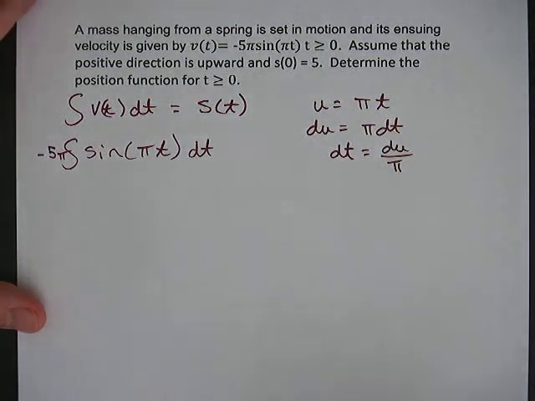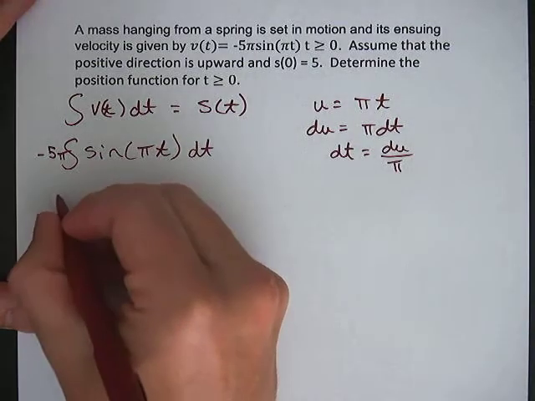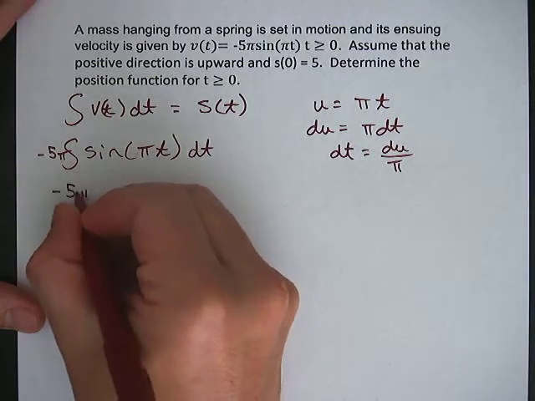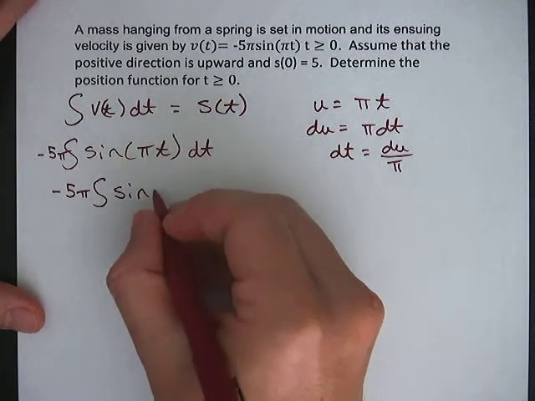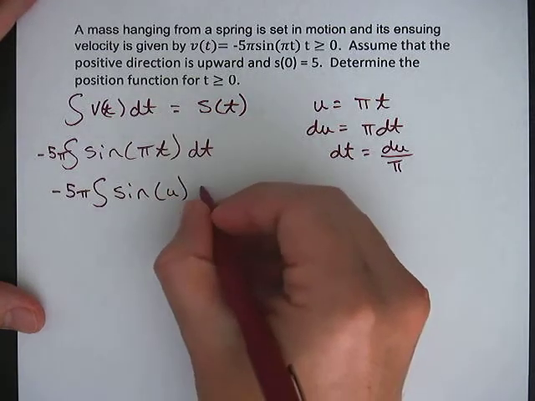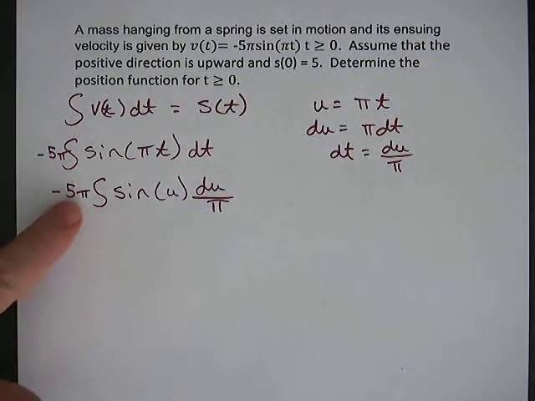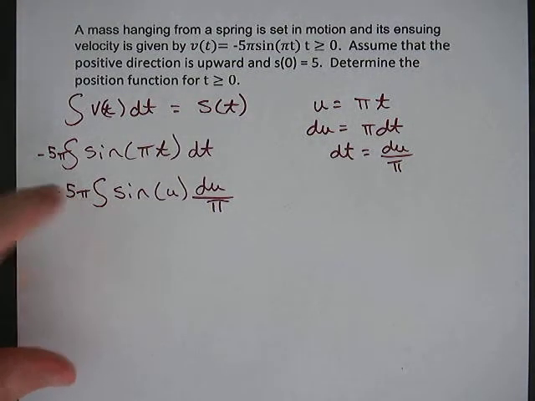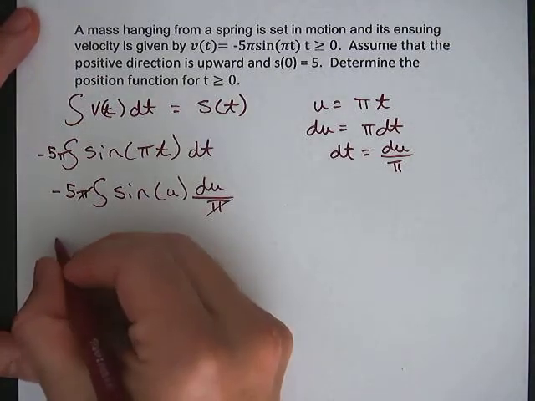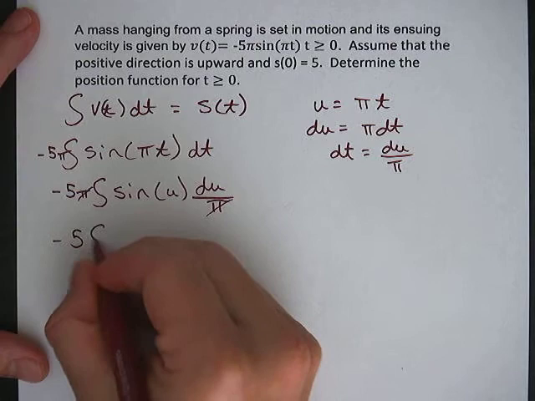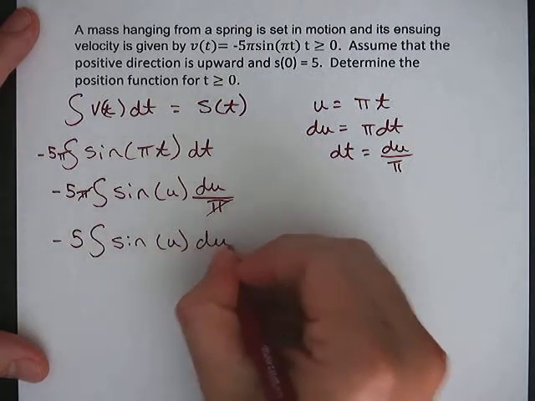Okay, so the substitution, u goes here, dt gets replaced by du over pi, so we get negative 5 pi times the integral of sine u du over pi. Now this du over pi, notice we have a pi out front, we have a pi here, those are just going to cancel. So we get negative 5 times the integral of sine u du.